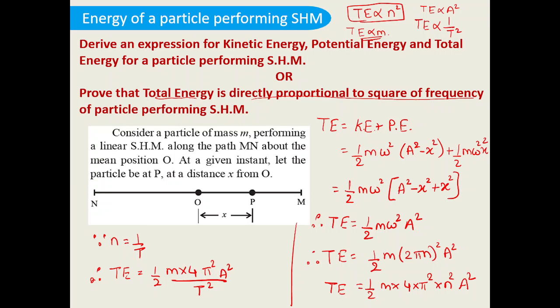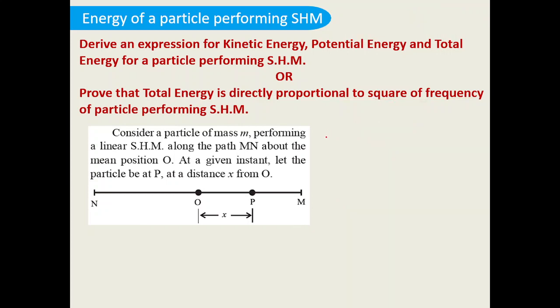So now I'm erasing all these things, and I'm concluding the points. What are the various expressions that we derived? We derived the expression for kinetic energy, for which we have two formulas. I derived the expression for potential energy, and again I have two formulas for this, in terms of k and in terms of m omega square. And then I derived the formula for total energy.